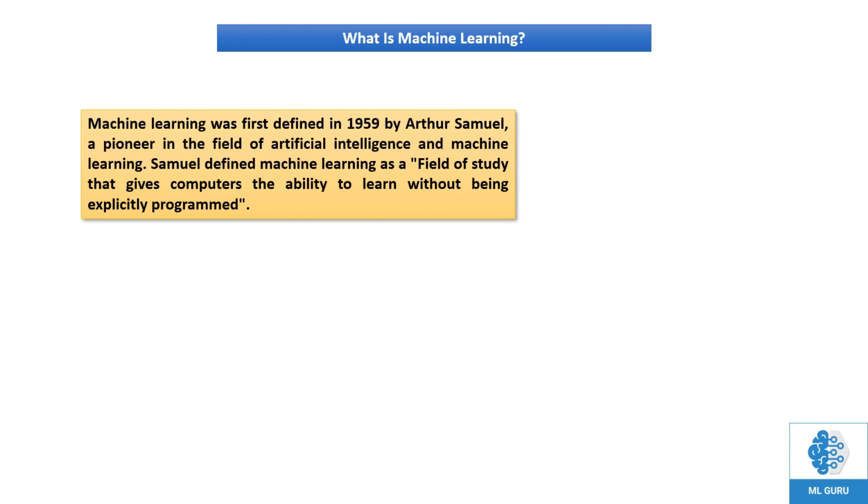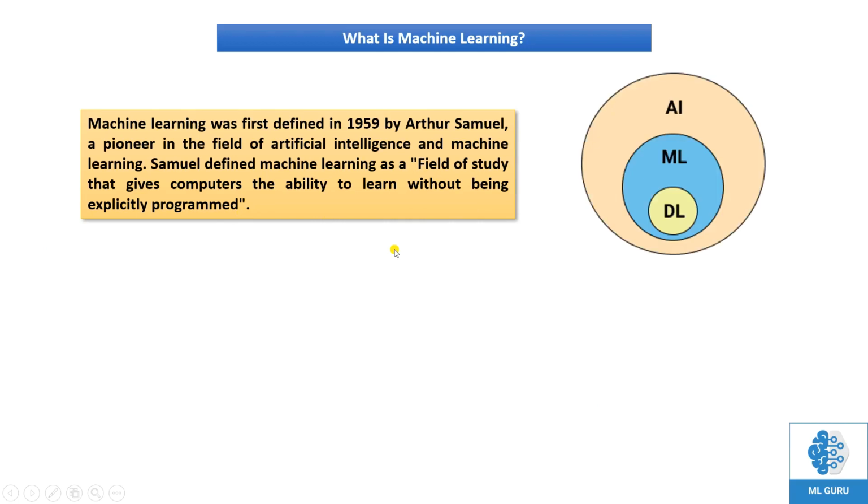So the first definition of machine learning was given by Arthur Samuel in the year 1959. He defined machine learning as field of study that gives computer the ability to learn without being explicitly programmed. Now, machine learning is a subset of AI, as you can see in this diagram, and deep learning is a subset of machine learning.